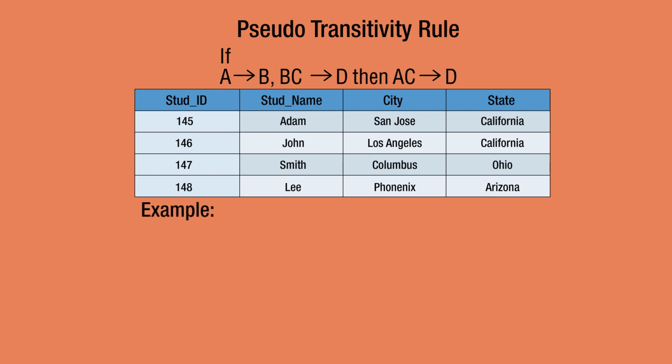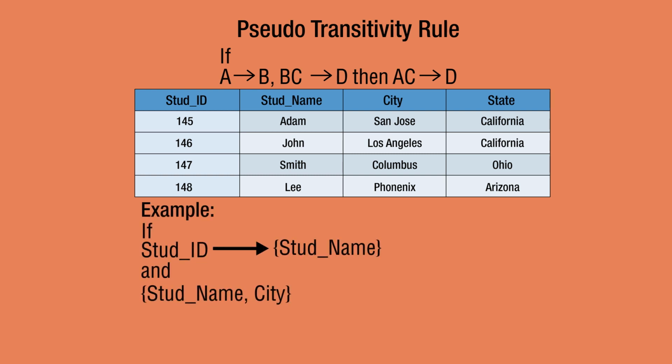Now, let us look into the pseudo-transitivity rule. According to the pseudo-transitivity rule, if A determines B and BC collectively determines D, then AC can determine D. Consider the same example of the student table. If student ID determines student name and student name, city together determines state, then we can say that student ID and city together determines state.